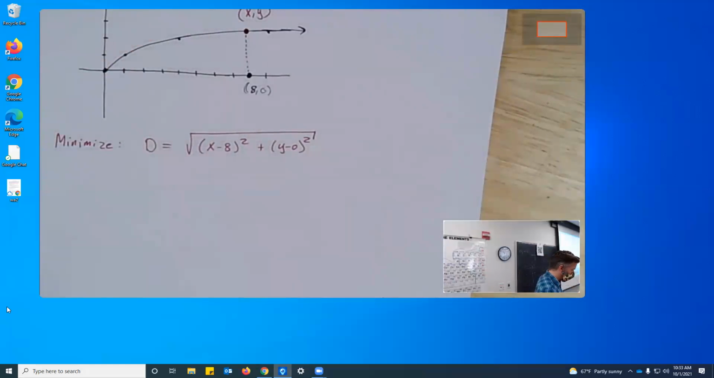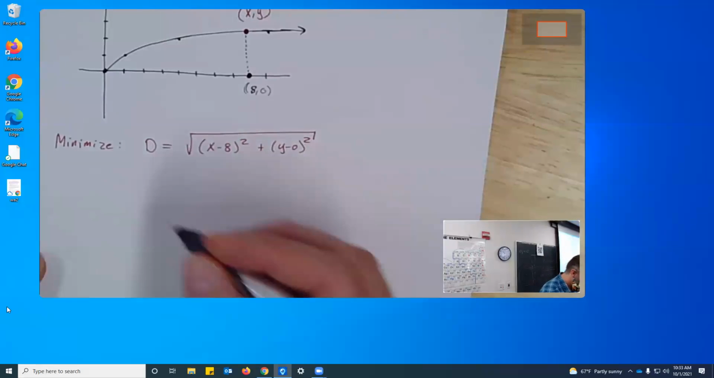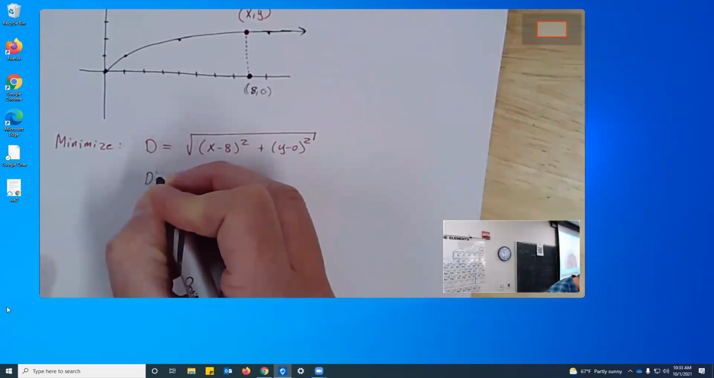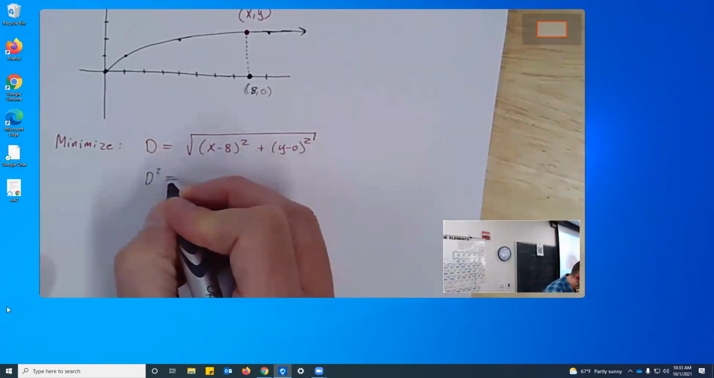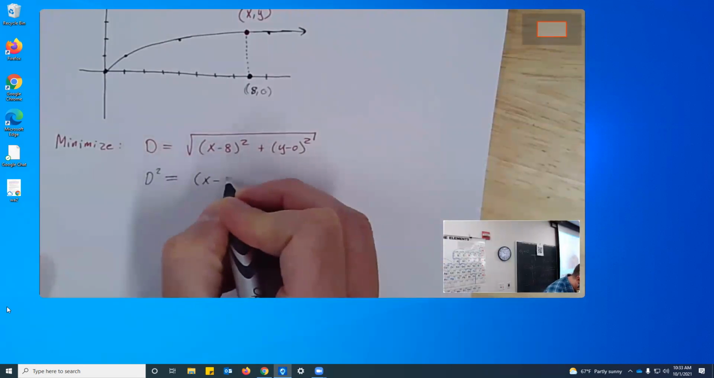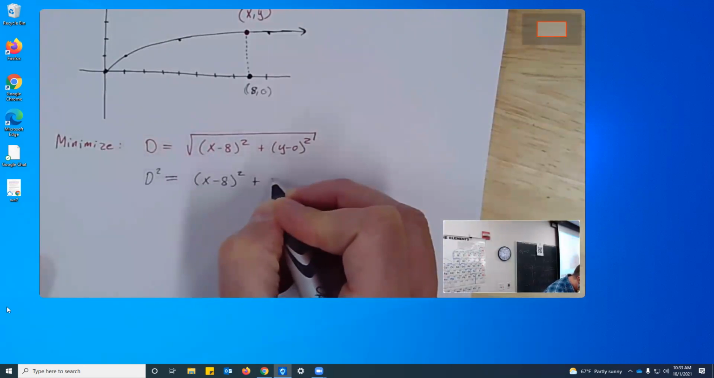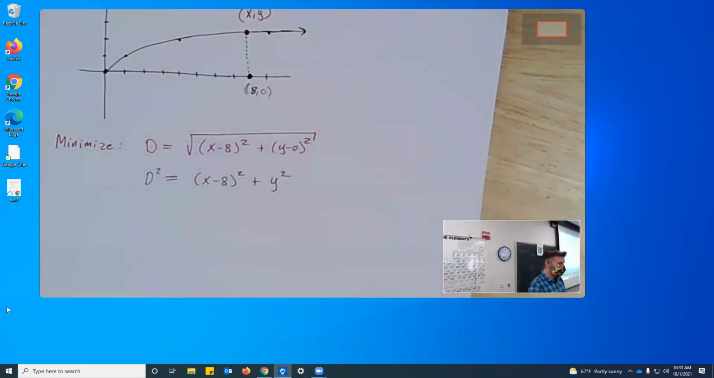But remember last time, or maybe not, instead of minimizing the distance, we're going to minimize the square of the distance. So we're going to look at instead the distance squared, which is just the same thing without the square root. And I dropped the minus 0 there because y minus 0 is just y.